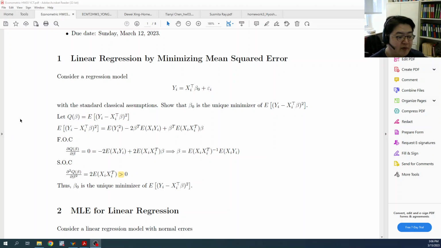Hello, I'll be reviewing homework 3, question 1. Most of you have done pretty well, and it's pretty straightforward. You just have to show that beta 0 is the unique minimizer, so you just need to verify the first order condition and the second order condition. I have just a few comments on your answers.